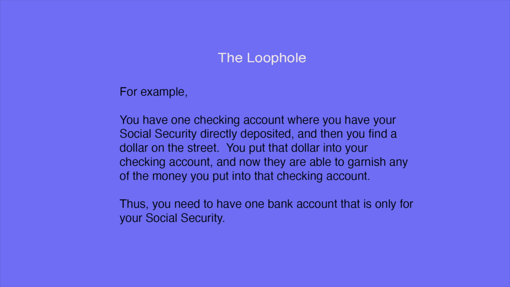For example, if you have one checking account where you have your Social Security directly deposited and then you find $1 on the street, you put that dollar into your checking account, and now they are able to garnish any of the money you put into that checking account. Thus, you need to have one bank account that is only for your Social Security.